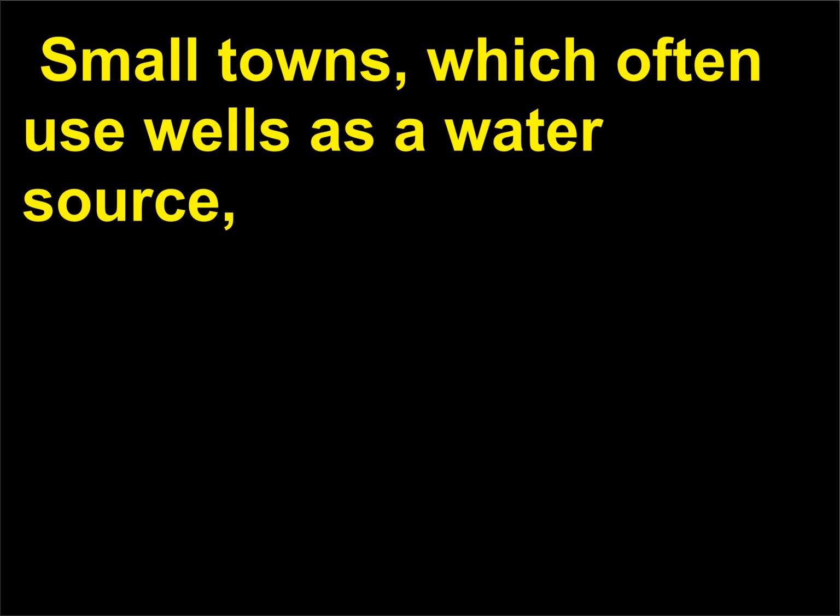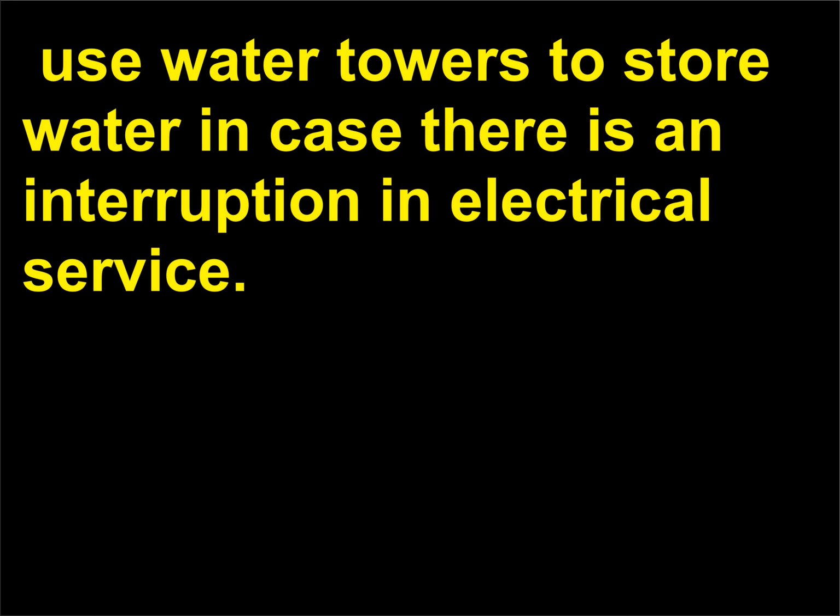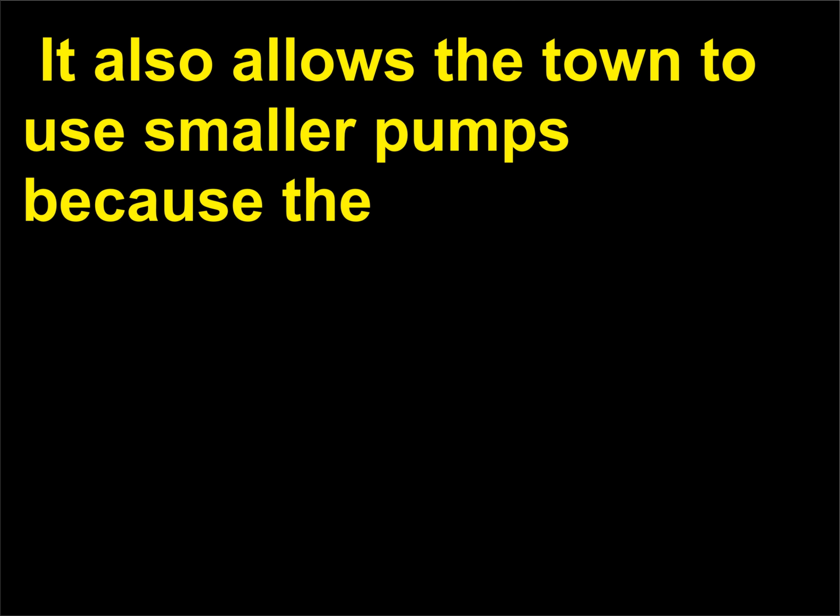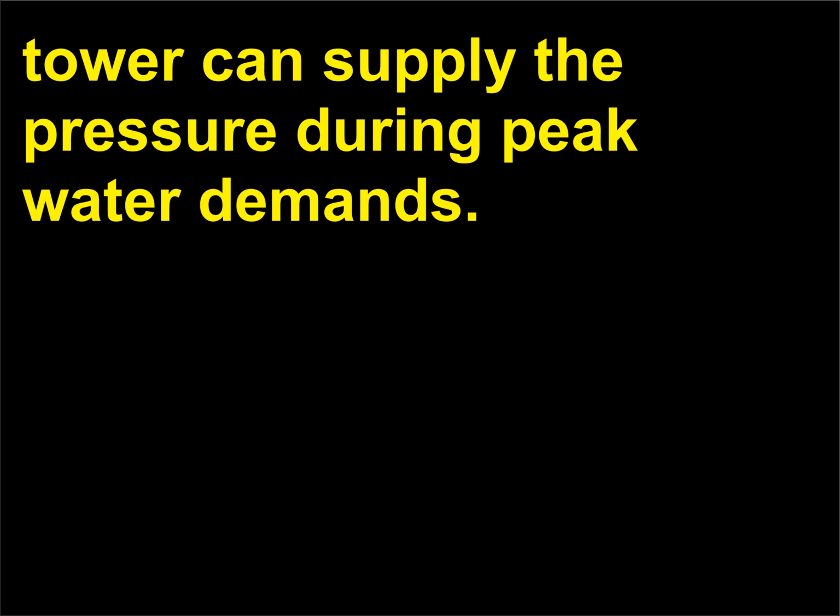Small towns, which often use wells as a water source, use water towers to store water in case there is an interruption in electrical service. It also allows the town to use smaller pumps because the tower can supply the pressure during peak water demands.